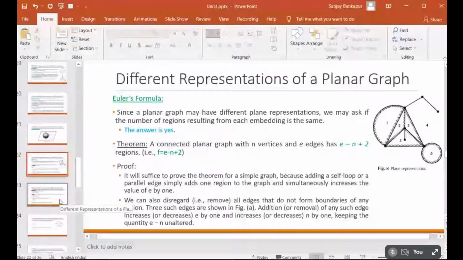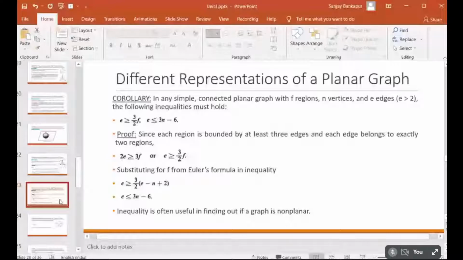Okay, we'll move to a quick corollary. What we saw is exactly opposite. What the corollary says is, now we are coming from just a planar graph to a simple graph. In any simple connected planar graph with F regions, N vertices and E edges, where E is greater than 2, the following inequalities must hold. If they are simple connected planar graphs, then definitely these inequalities hold.